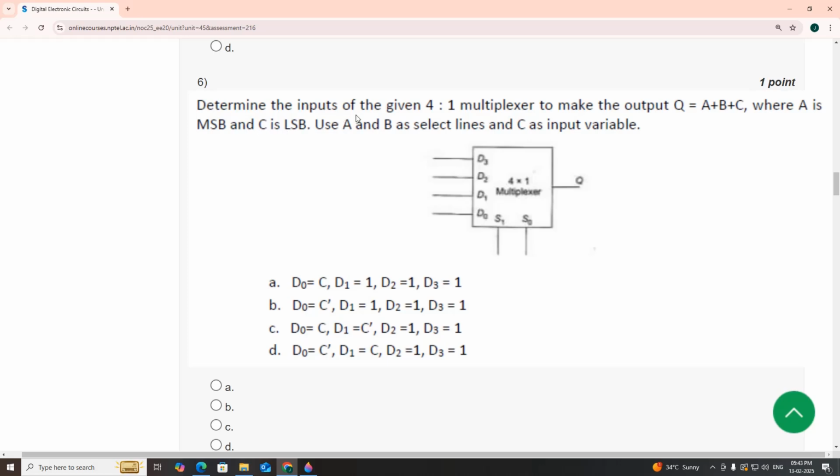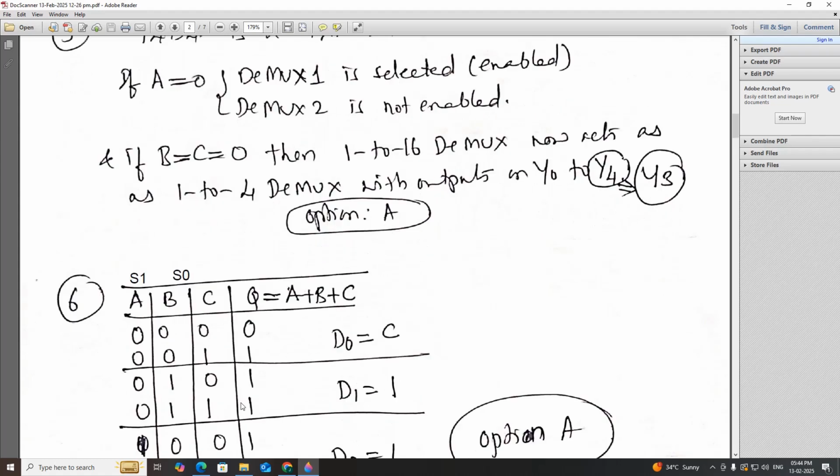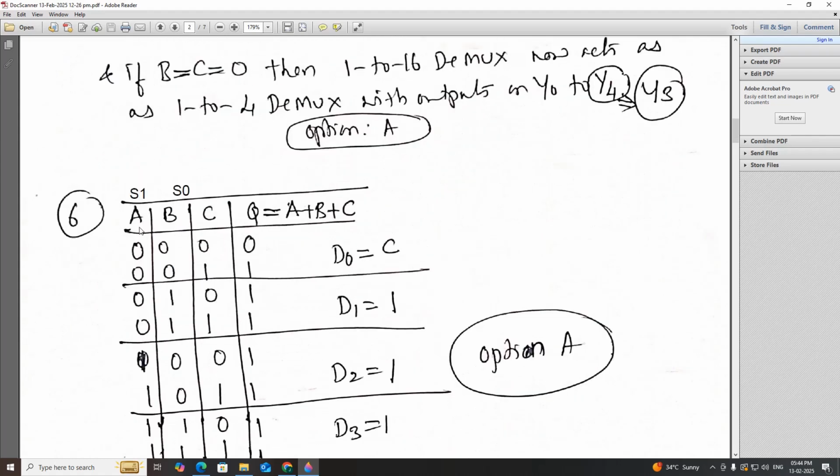So determine the inputs of the 4 is to 1 multiplexer to make the output. They are given output Q equal to A plus B plus C. So we'll see here, A is the MSB and C is the LSB.